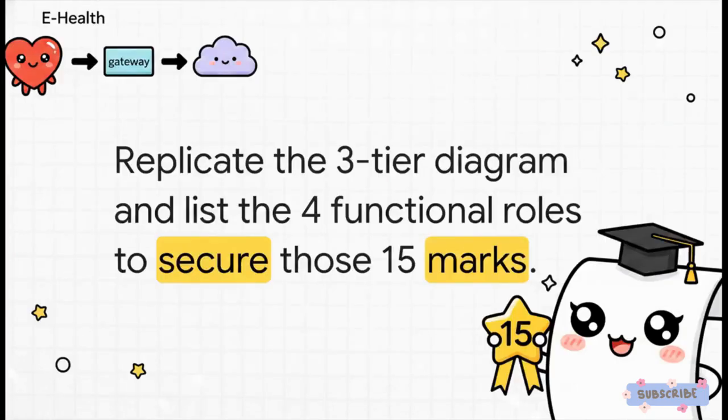And finally, question 5, drawing and explaining the eHealth Fog Gateway. Guess what? This is literally exactly what we covered back in section 1. All you have to do is replicate that 3-tier diagram and list those 4 functional roles: protocol conversion, anomaly detection, encryption, and offline autonomy. See, you already have all the tools you need to secure those 15 marks.